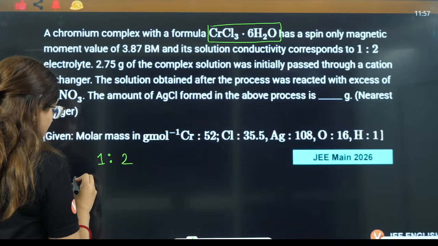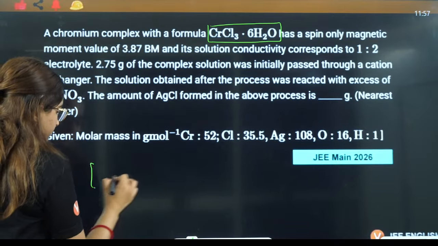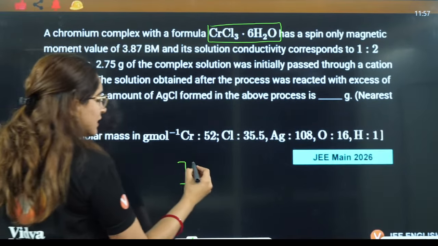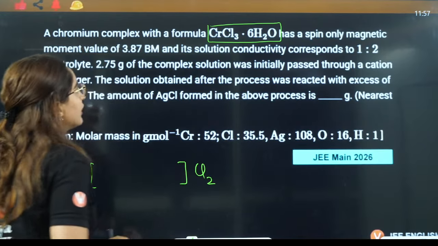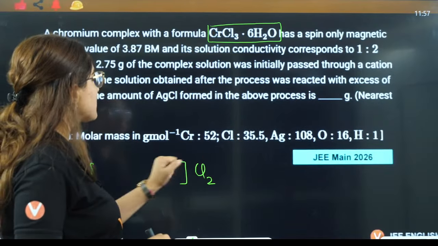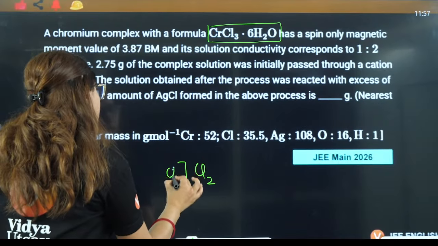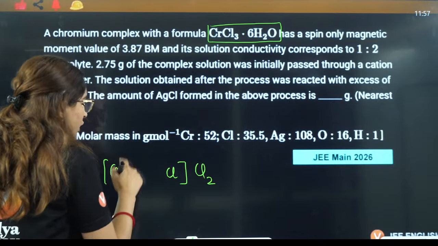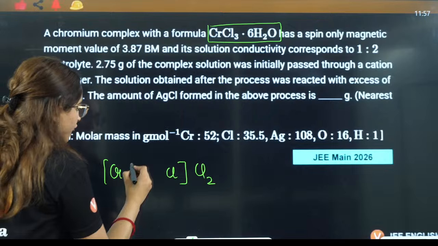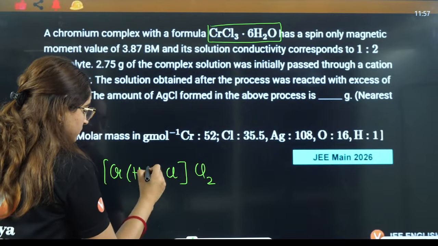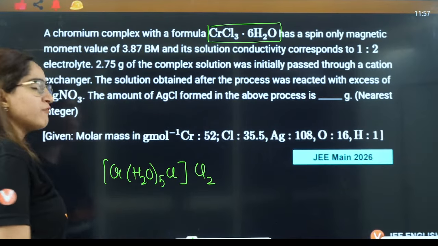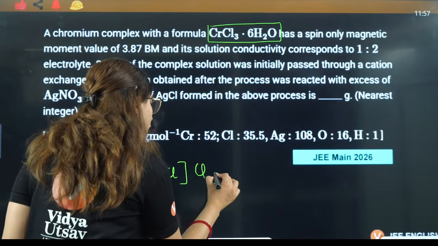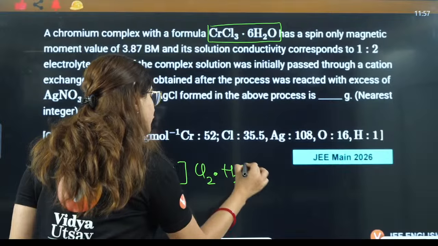1:2 means that if this is the coordination complex, then 2 Cl are outside. If from this formula 2 Cl are outside, that means 1 Cl will be inside. Chromium can have a maximum coordination number of 6, that means 5 water will be inside. So out of the 6 water, 1 water will be outside.